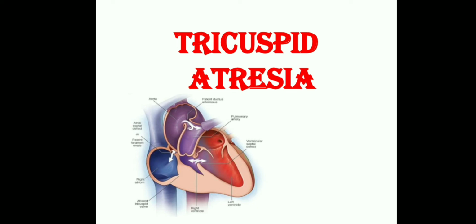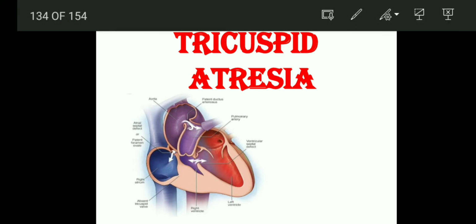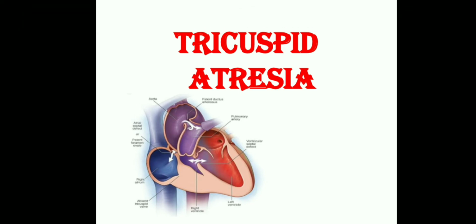So, the child suffers with atresia of the tricuspid valve. Where is this tricuspid? In between the right atrium and the right ventricle. So, here the child is suffering with tricuspid atresia. Okay, all of you clear?